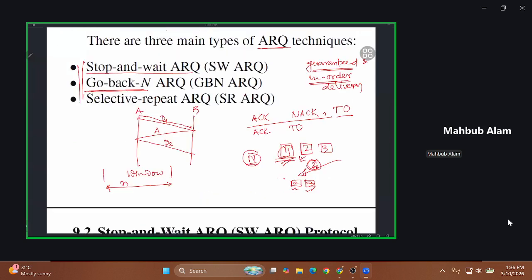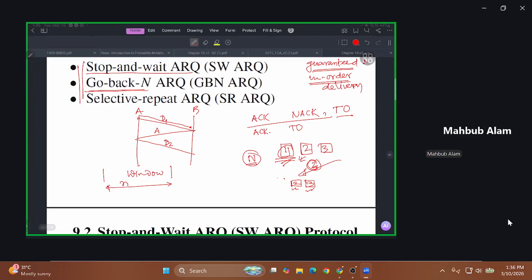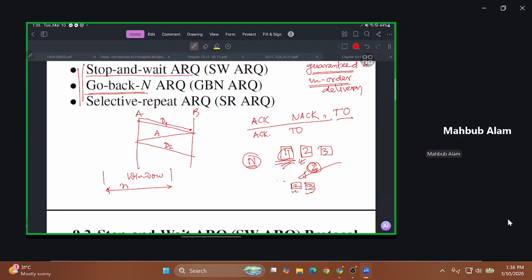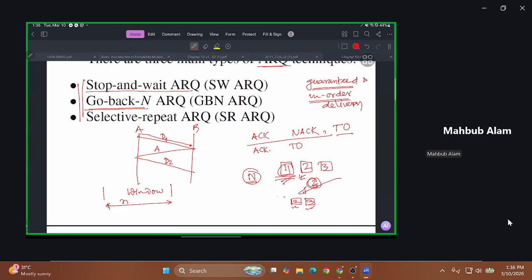TCP uses a sliding window protocol, but the protocol itself is not like this one. Can anyone tell how TCP actually implements these two things, guaranteed and in-order delivery?